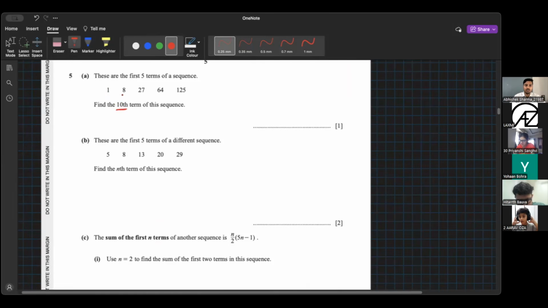So this is 1 cube, this is 2 cube, this is 3 cube, this is 4 cube, this is 5 cube, right? So 10 must be 10 cube. That is 1000. Okay.